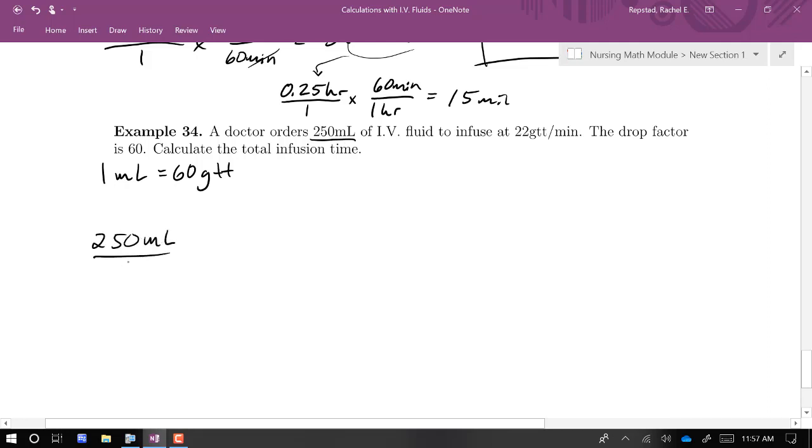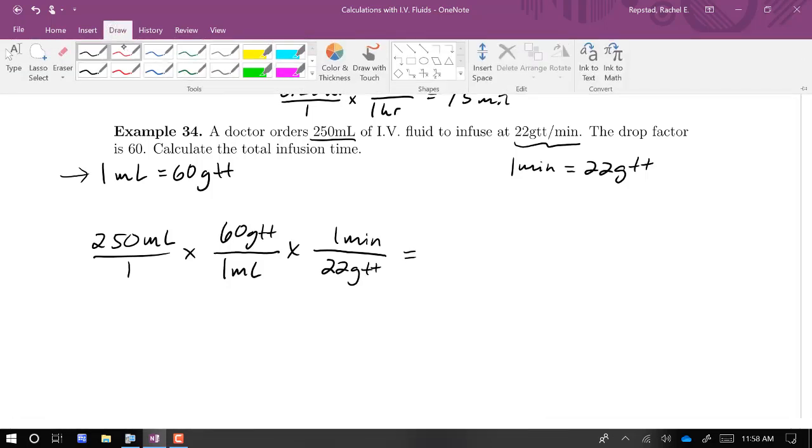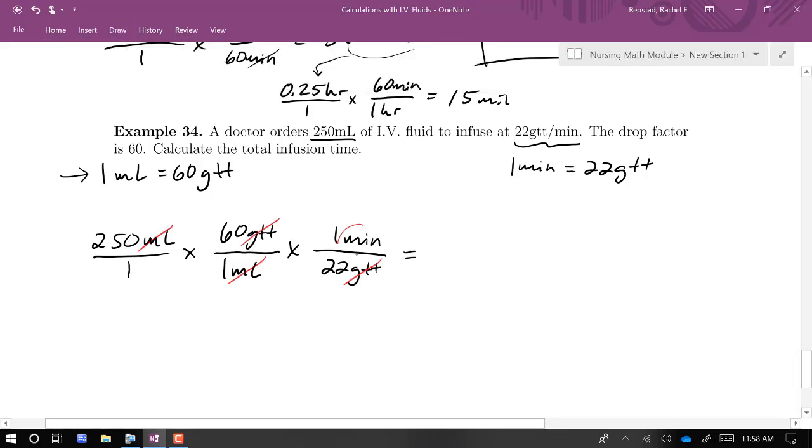So I'm going to start with total volume. I want total time. We know the rate that it's infusing as 22 drops per minute, so that means that 1 minute is equivalent to 22 drops. Now if I'm at milliliters, really the only place to go from here is to use that drop factor. 1 milliliter is equivalent to 60 drops. And now that I'm at drops, I can get to minutes. 22 drops is equal to 1 minute. So let's see where this lands us. Milliliters cancel, drops cancel, left with minutes.